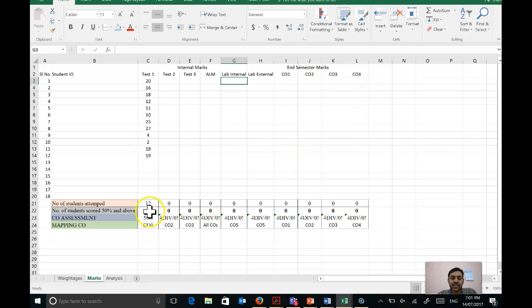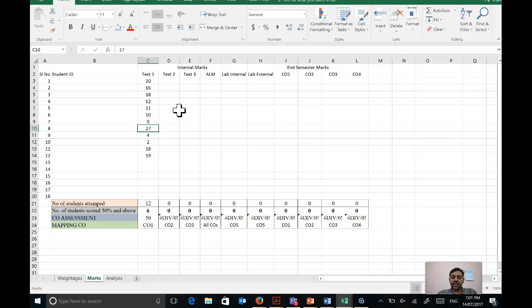Once you do all this, can you see that here? Out of 12 students who attempted, 7 have got more than 50%. Now, if a student is absent, you can either leave it blank, the system will take care of that, or you can enter A, the system will still take care of that. But if a student is present and scored a 0, make sure you enter a 0. Hope you understand the difference.